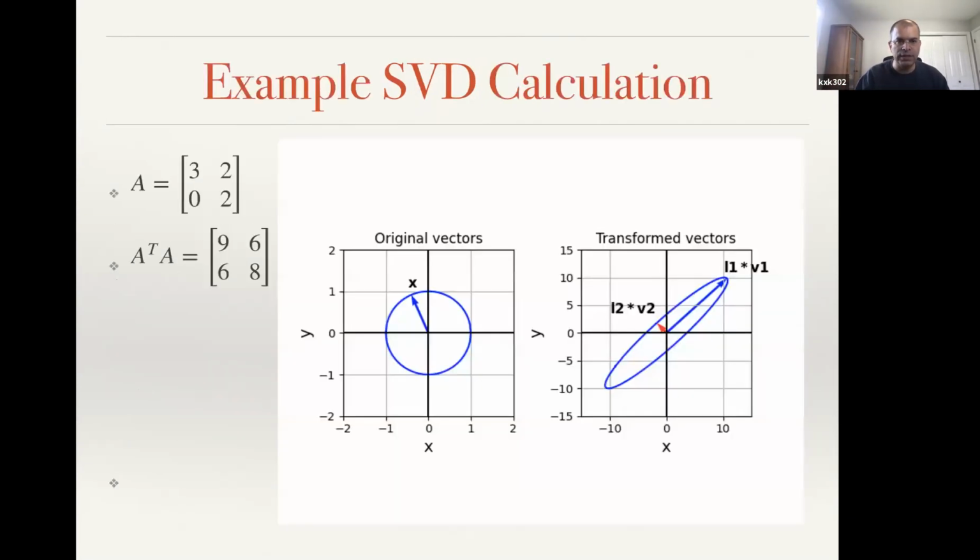So let's look at an example. We have a matrix A, which is square, but it's not symmetric. So we can't use eigendecomposition to find the eigenvectors.